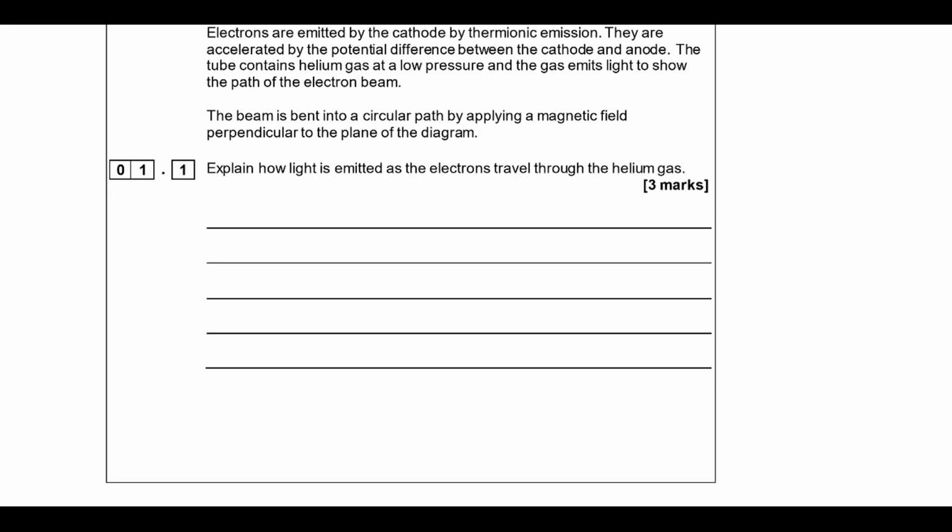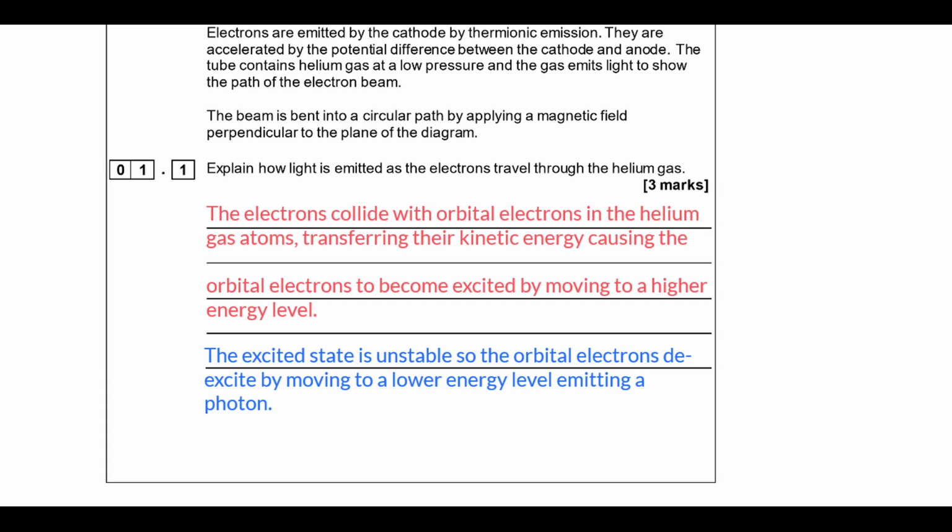Explain how light is emitted as electrons travel through the gas. So this is all about excitation. So the electrons are going to collide with orbital electrons in the helium atoms, and they're going to excite those orbital electrons. It's unstable to be excited, so they're going to de-excite, move to a lower energy level, and emit a photon. Alright, and that's what I've got written here. Essentially, these are the stages that are going to earn you the 3 marks for this question.